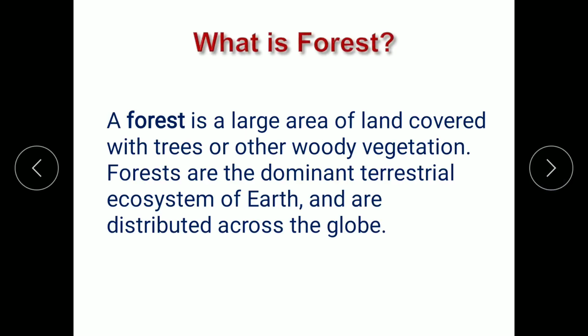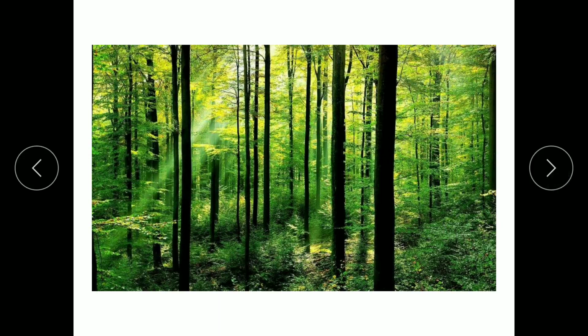Now, the forest is a large area of land covered with trees or other woody vegetation. Already I told you that forests are the dominant terrestrial ecosystem of the earth, distributed throughout the globe, and they have great importance to our life. There are different types of forests.